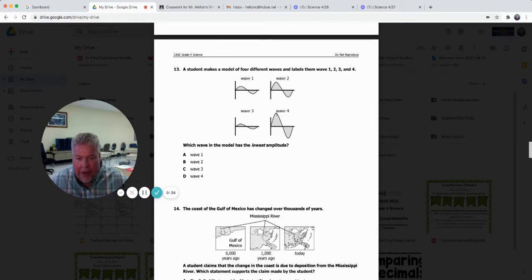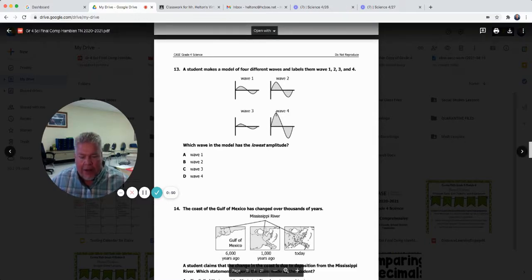So we're looking for the wave that's the smallest, and that's wave 3. Wave 1's small, but wave 3 is a little bit smaller. So the lowest amplitude would be wave 3, okay? Amplitude is like energy or volume, and the higher the wave goes, the more energy it has.